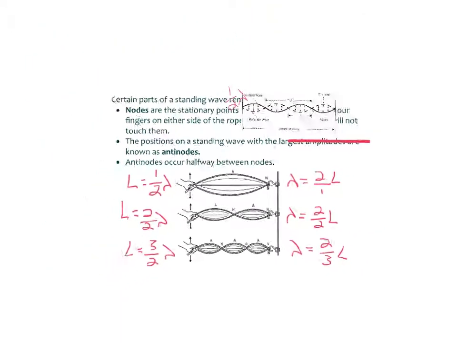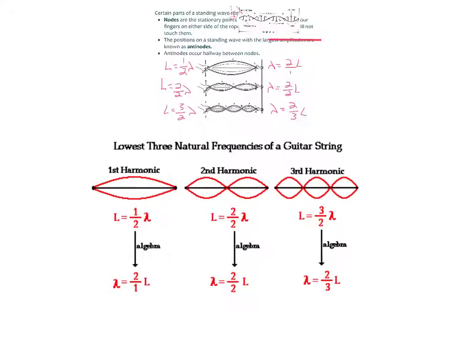Now, these different standing wave patterns we call harmonics. If you play any kind of musical instrument, you've probably heard of harmonics, right? So on a stringed instrument like a guitar, for example, we can get these first three harmonics. We can figure out the wavelength simply by measuring the length of the string. Now make sure you make note of all of these because you'll need to remember that.